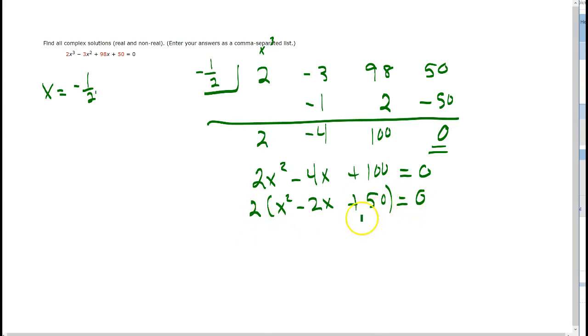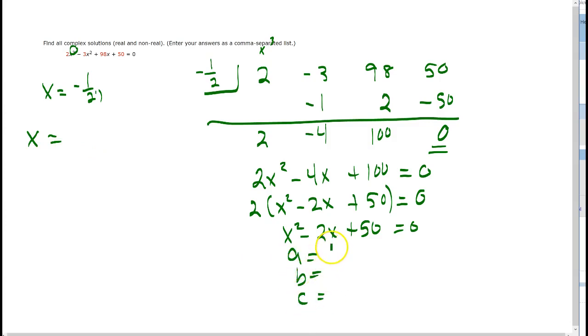And then if I divide by 2, I'm going to end up with just x squared minus 2x plus 50 equals 0. And this is not going to be factorable, so that means we're going to use the quadratic formula to see what we come up with for our other zeros. Now remember, we're going to have 3 zeros, so we've got 1, and we're going to need to find 2 more. What's my A, B, and C? A is 1, B is negative 2, and C is 50.